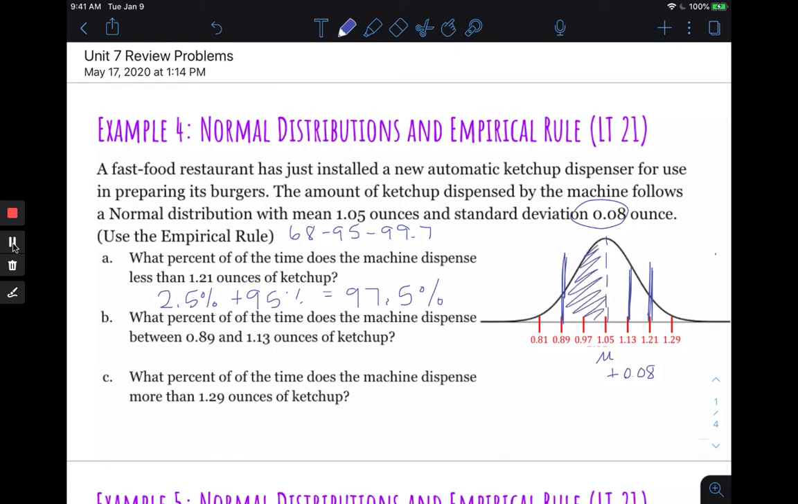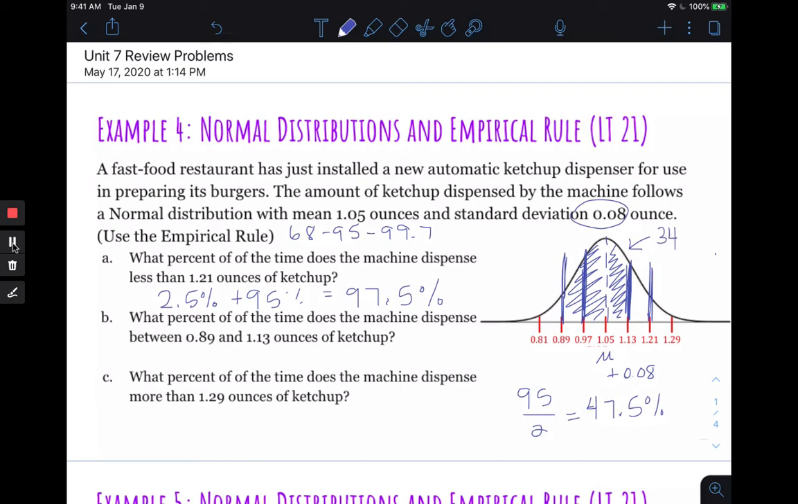Let's say I just want that part. I just want half of 95%. So if I do 95 divided by 2, we get 47.5%. So that's that blue shaded area. Then I also want this area from 1.05, from the mean, to 1.13. So that is half of 68%, because from 1 standard deviation below to 1 standard deviation above the mean is 68%. So if I do half of 68, that's 34%.